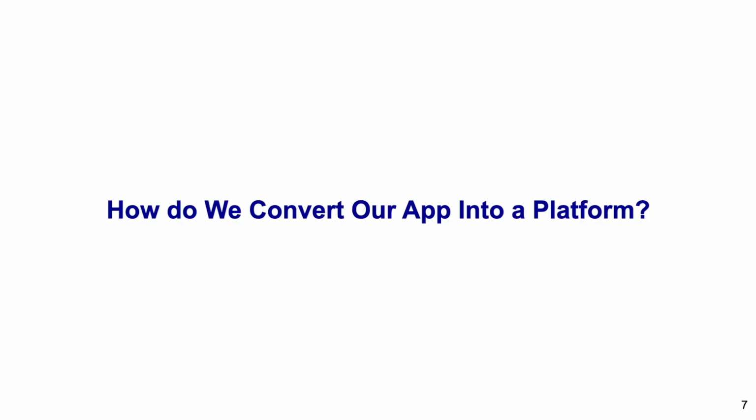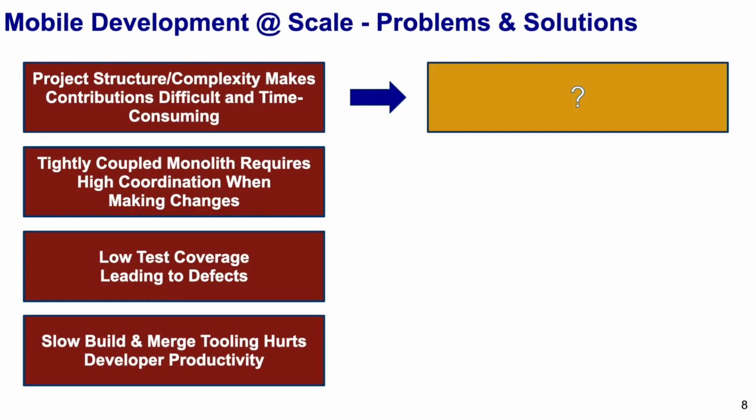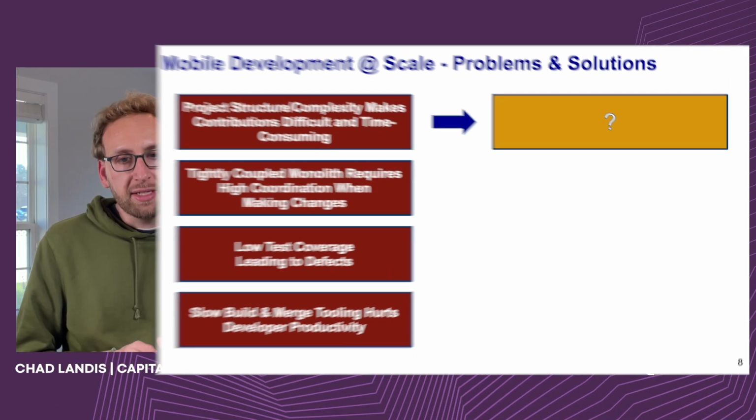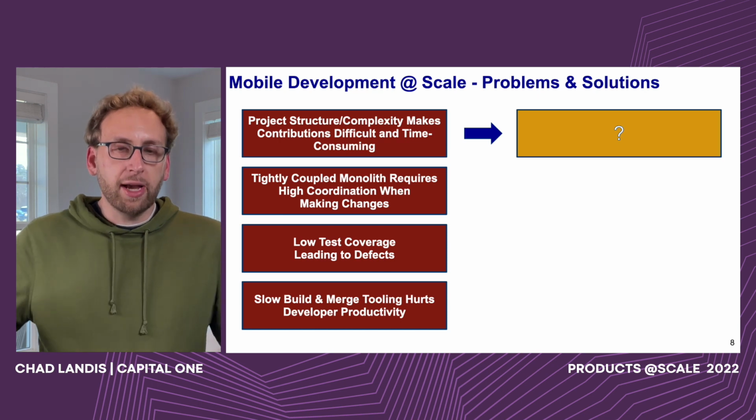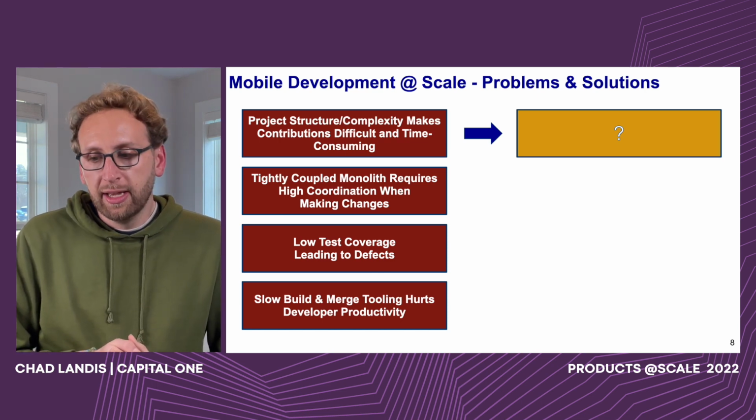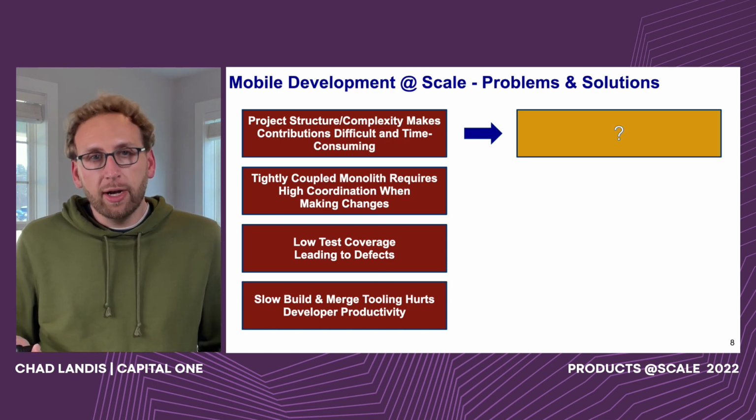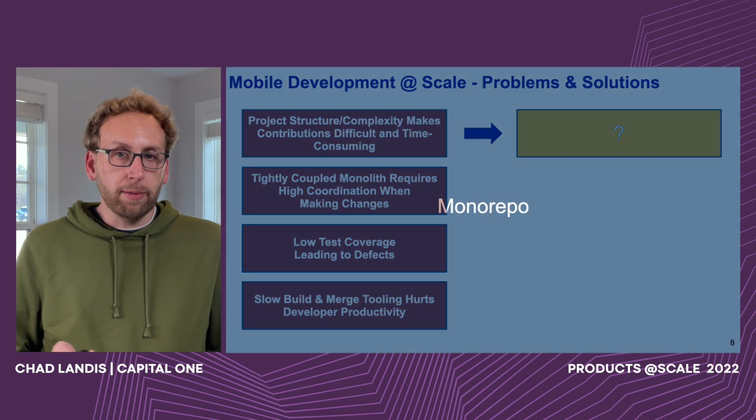How do we convert our application into a platform? What are the things that we need to invest in to be successful at scale? Addressing these problems kind of one by one, I mentioned that the project structure was complicated and kind of messy. We had repos all over the place inside of our internal GitHub organization, as I mentioned. So for us, the way we address that is with monorepo.